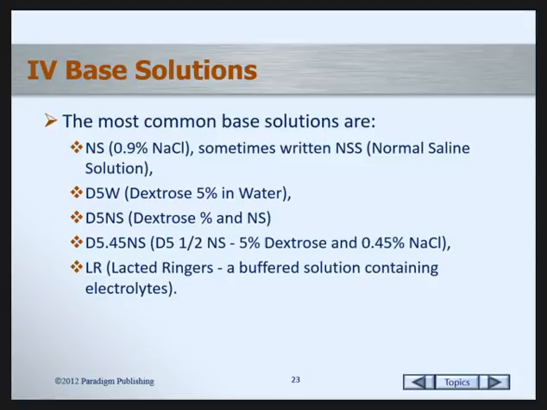D5W, which is dextrose 5% in water, D5NS, which is dextrose 5% in normal saline, D5.45NS is D5 half normal saline, which is 0.45%, or LR, which is lactated ringers. Lactated ringers is a buffered solution that contains electrolytes, including potassium.